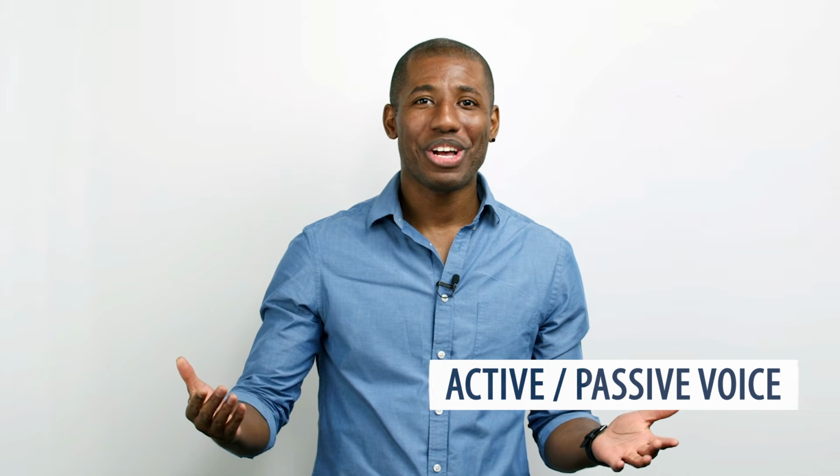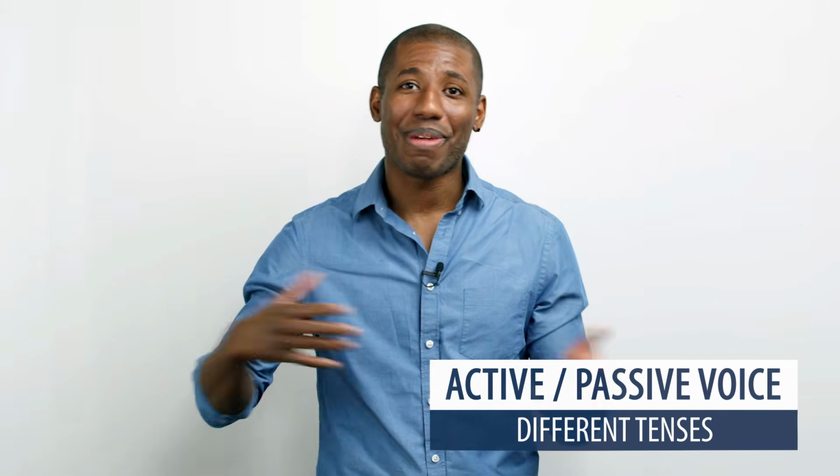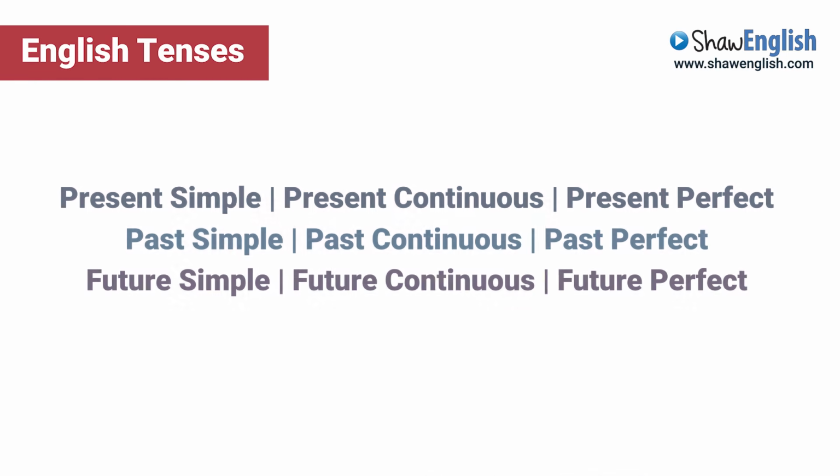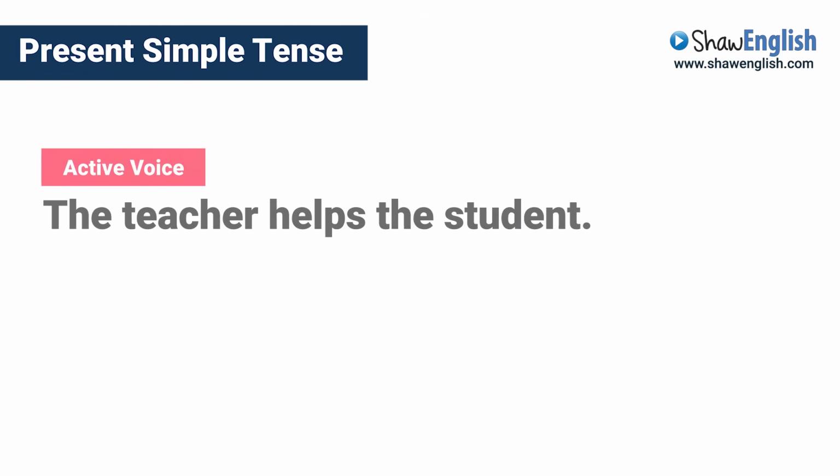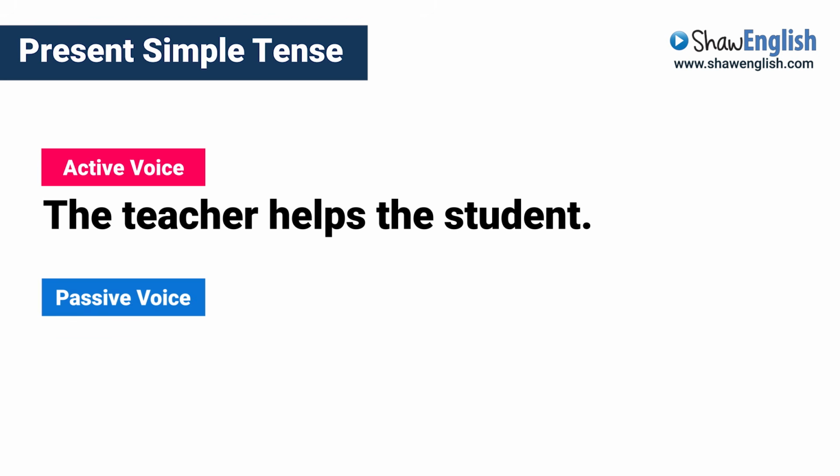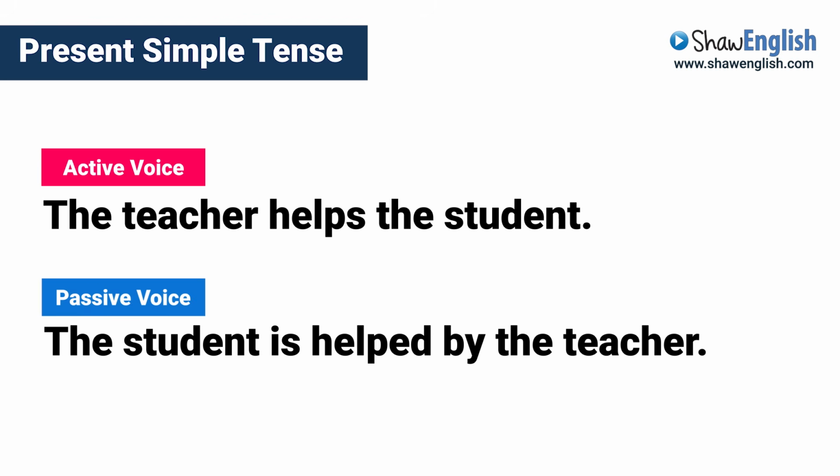All right, everyone. Let's practice going from active voice to passive voice using different tenses. Let's do it. Let's go ahead and practice some of these tenses together, starting with the present simple. The teacher helps the student. So we know that this is an active voice, and now we're going to change it into passive voice. The student is helped by the teacher, and is our to be verb, and the past participle would be helped.